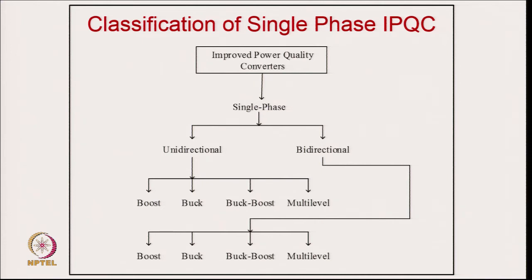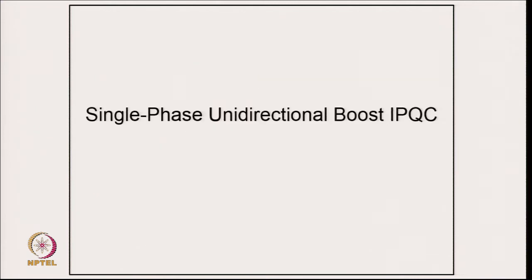But the bidirectional power flow you can think about as typically used in online UPS, or you might be using it in many applications where regeneration is there, like traction. Even for very high rating we use this single phase bidirectional improved power quality boost converter, and even sometimes we use the multi level also in that. So, we will discuss that later.